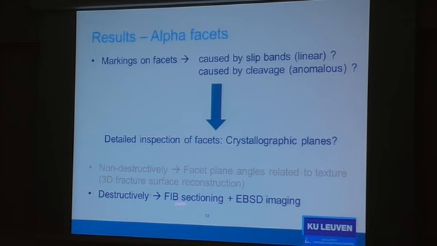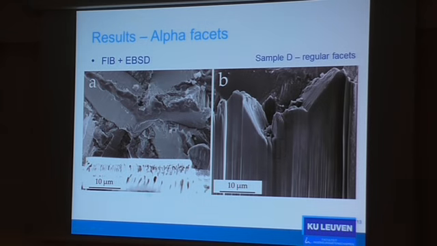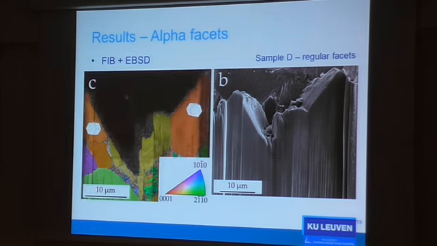Or the destructive way: we cut through the fracture surface by focused ion beam milling and then do an EBSD measurement on this cross-section, which I will show you now. First, for the regular facets with the linear patterns, in this case in sample D, we cut through 2 facets, you see them here and here. Then we do an EBSD measurement, and we see that the facet plane is according to a prismatic plane in these cases. Actually I've made many sections like this, and in all of the cases they are according to a prismatic plane.